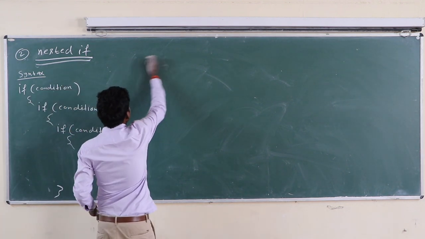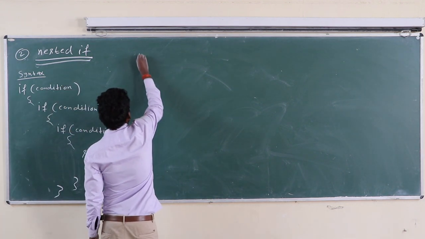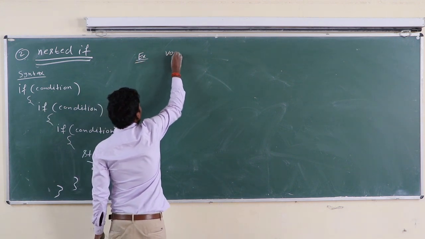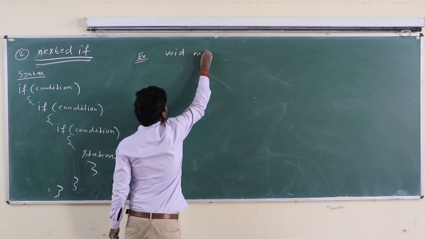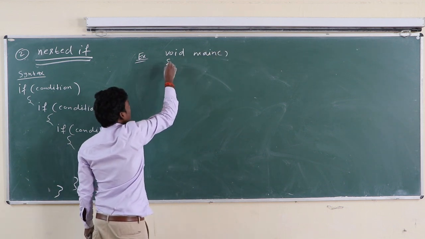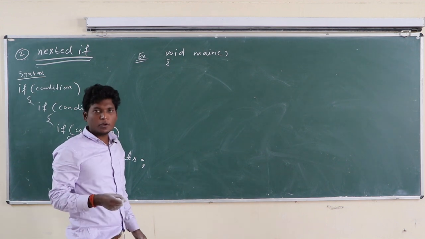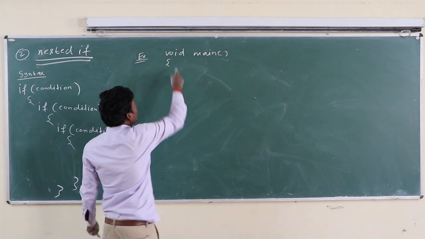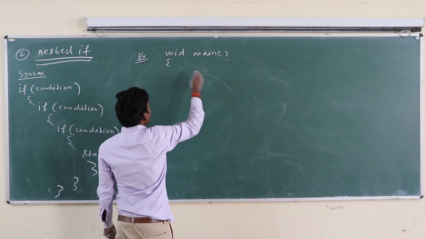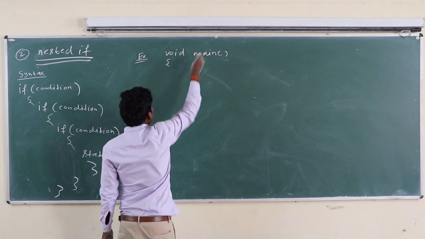Nested if example. void main. You may also write int here. In that scenario, you have to put return 0 at the end of the program. If you are using int here, you have to write the #include something. I am not writing the #include here.